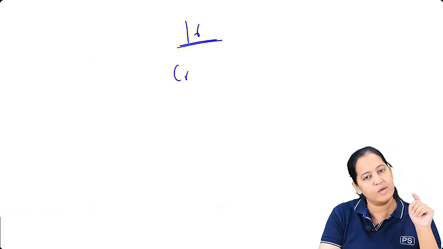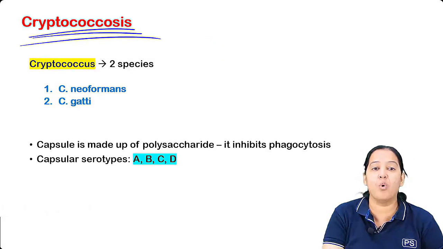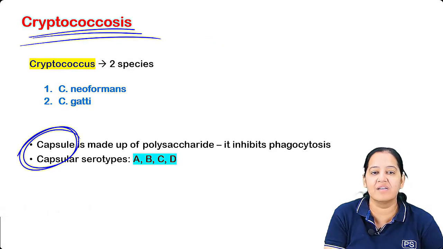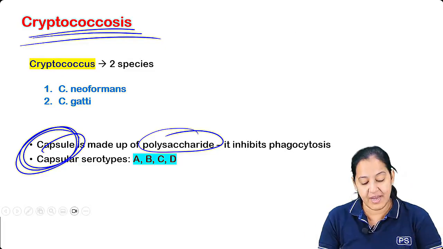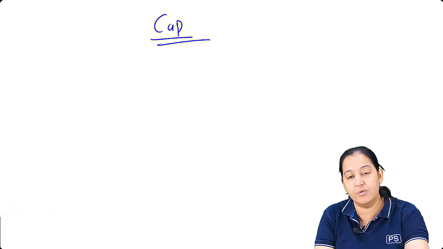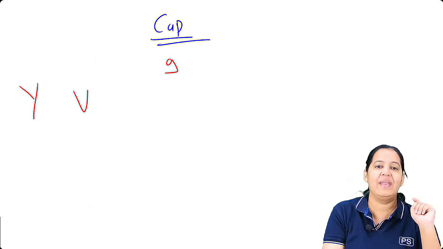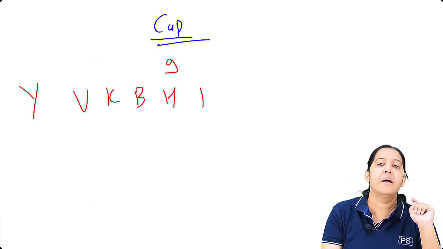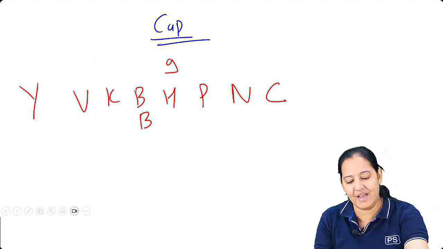Cryptococcus is the only capsulated fungus. The capsule is made up of polysaccharide only, like all capsules. Yesterday I taught you capsulated organisms. How many capsulated bacteria do you know? 9. I'm tired of saying it. Very killer bacteria have pretty nice capsules. B is double. So if you say bacteria, they are 9.